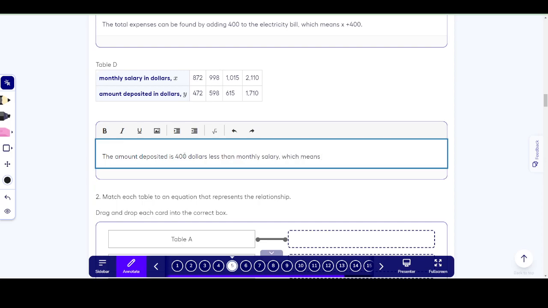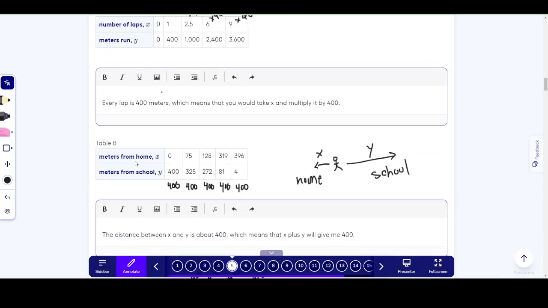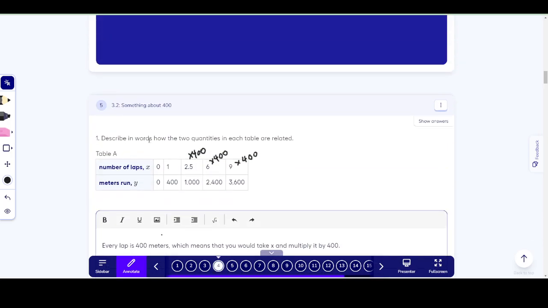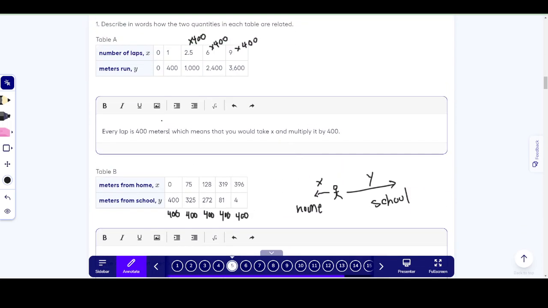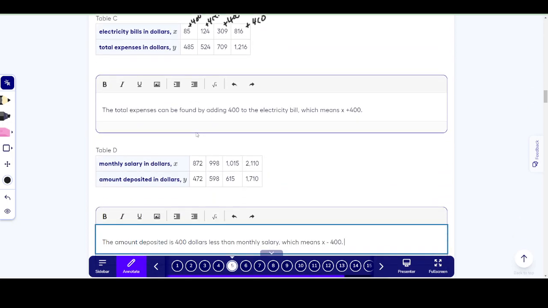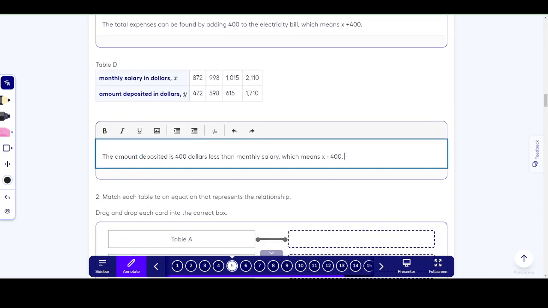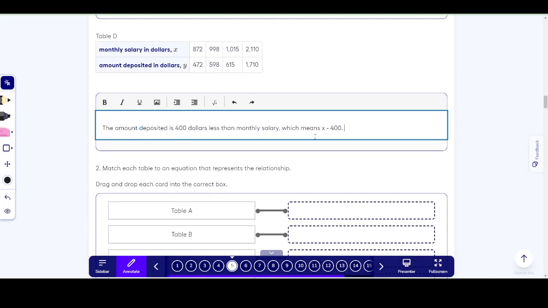Which means you are taking X and subtracting it by 400. Pretty straightforward. Let's see what else it wants us to do. Describe in words and the two equalities of each related statement. So yeah, that's pretty much what it is. It doesn't ask me why. Everything is about 400, and it just depends on what it is.